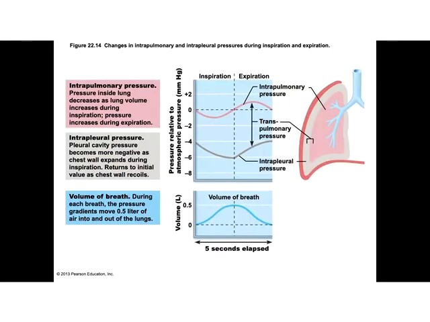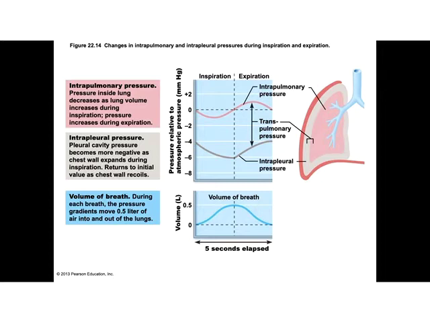Notice the differences that take place in pressure and volume during a normal breathing cycle. So here we're just measuring different pressures. The intrapulmonary pressure, the pressure inside the lungs. As we breathe in, it goes down, creates a vacuum, and in goes the gas. And then as we breathe out, it goes up. So that's easy enough.